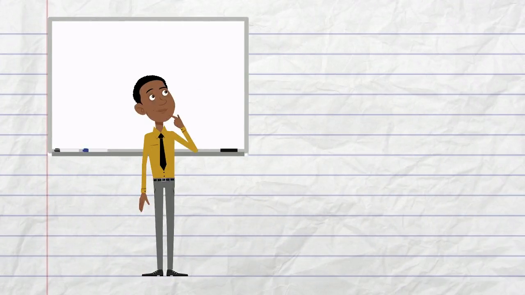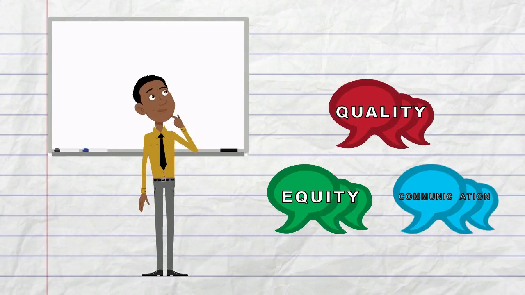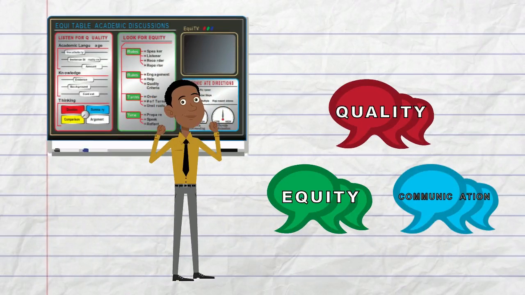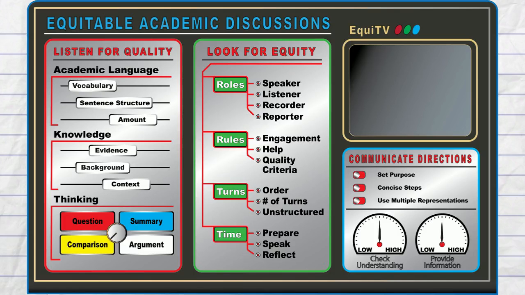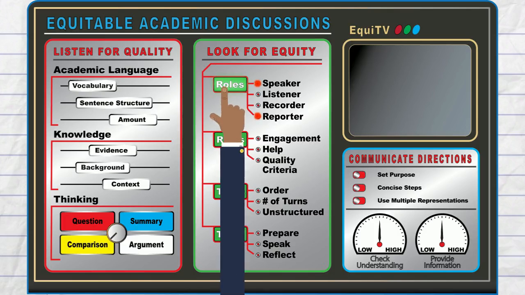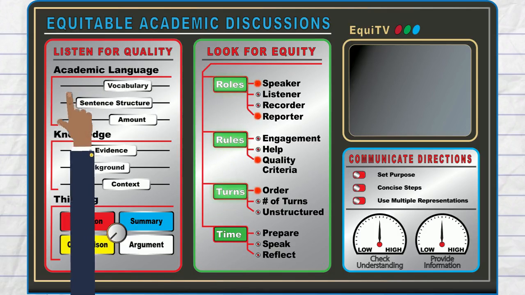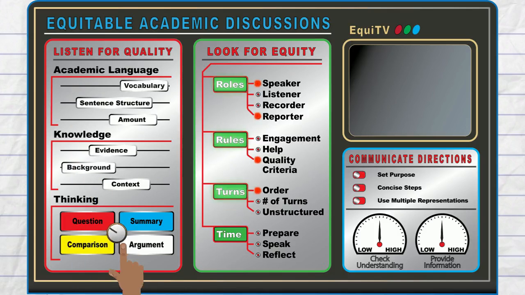We can address these challenges and many more by using our Equitable Academic Discussion Adjustment Console. Our console identifies specific levers that can easily be adjusted in seconds when teachers give directions for peer discussions. There are 3 steps to using our adjustment console.